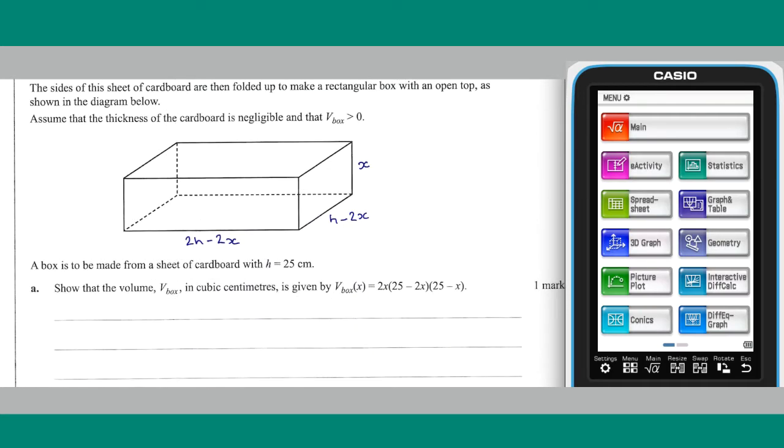These dimensions lead, in part A, to an expression for the volume of the box for the case where h equals 25. This is equivalent to the expression given, with the 50 take 2x term factored as 2 by 25 take x.